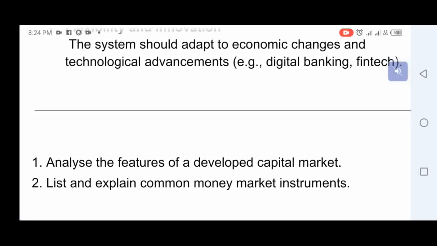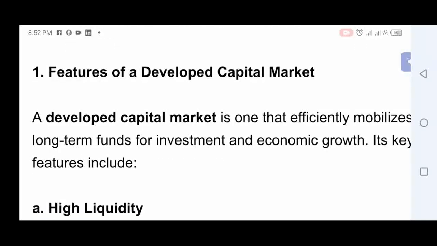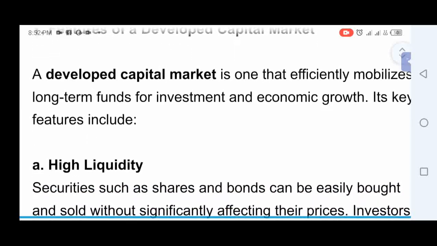And number 1 here, you should be able to analyze features of a developed capital market. And 2, list and explain money market instruments. All these 2 points or questions will be discussed below. 1. Features of a developed capital market. A developed capital market is one that efficiently mobilizes long-term funds for investment and economic growth. Its key features include: A.